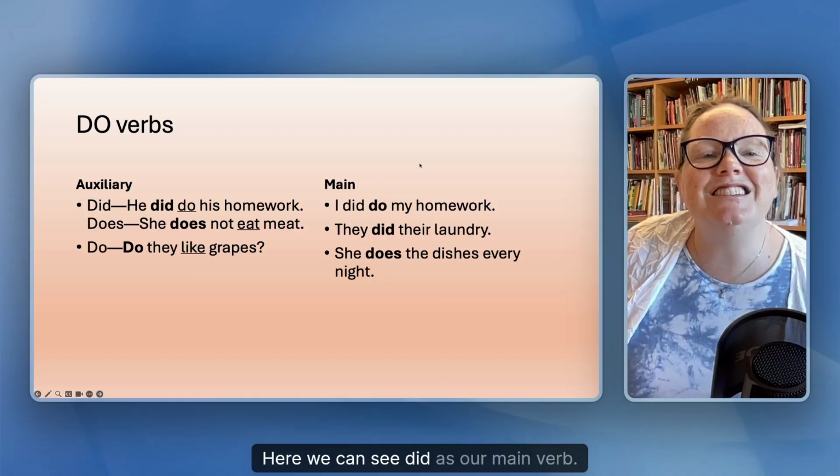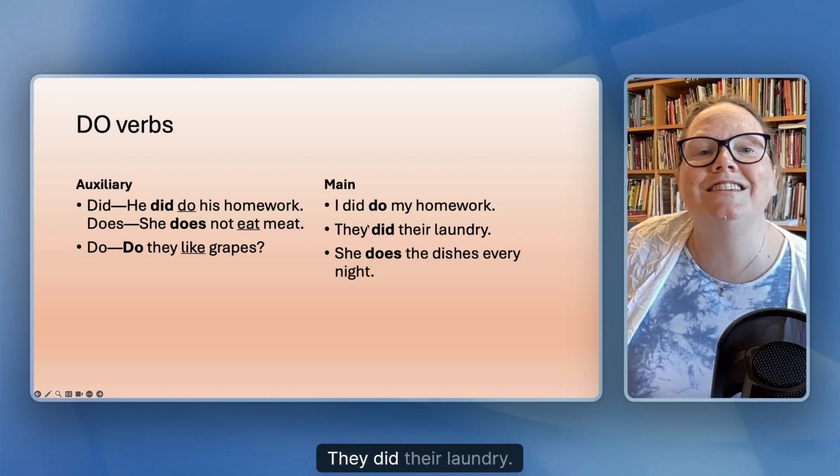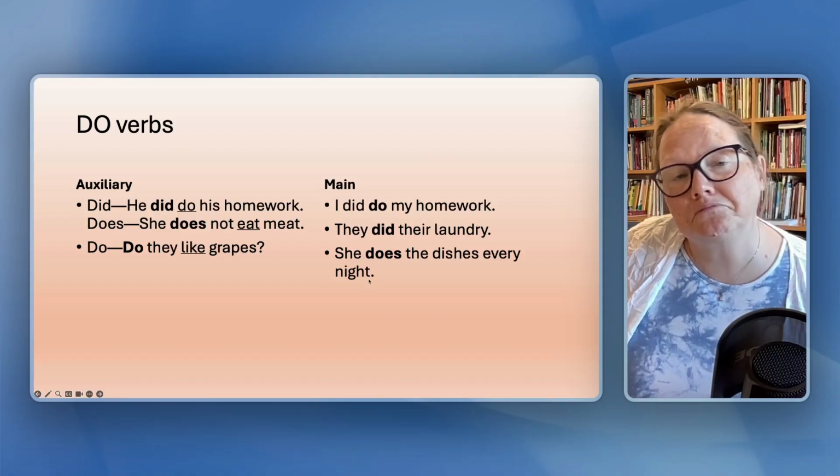Here we can see do as our main verb. I did do my homework. They did their laundry. She does the dishes every night.